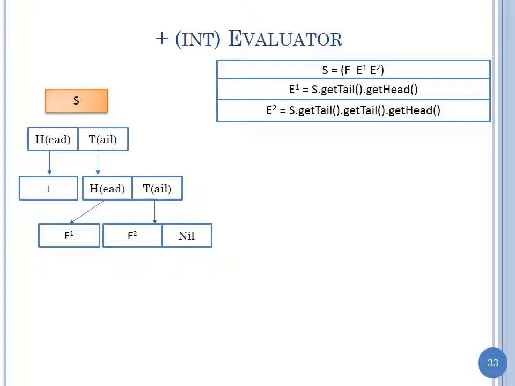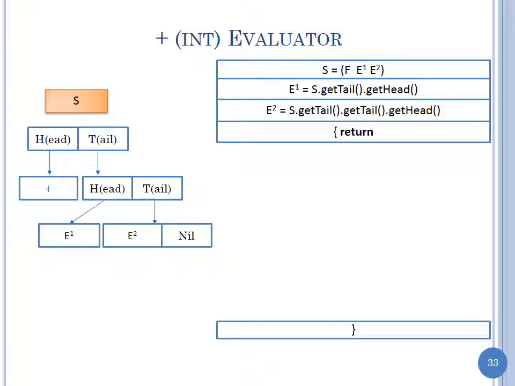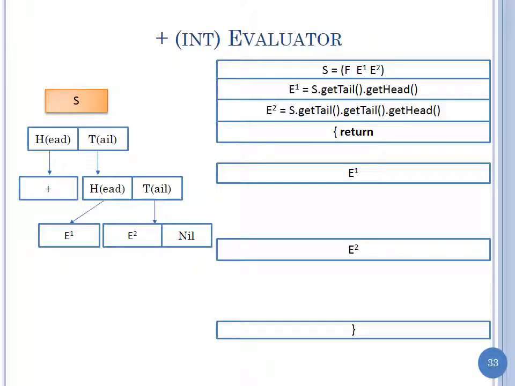Okay? Because head is the content, and tail is the next link pointer. So you're either getting it from the current link, or from the next link, or the next-to-next link, and so forth, but you're always using the head operation. Okay? So I have to return a value, so let's put a template return. And I could say E1 plus E2, adding these two up.